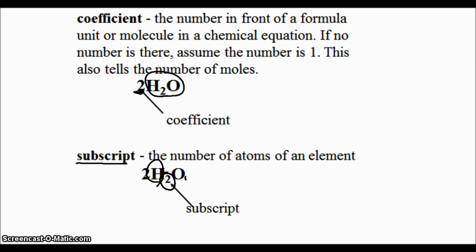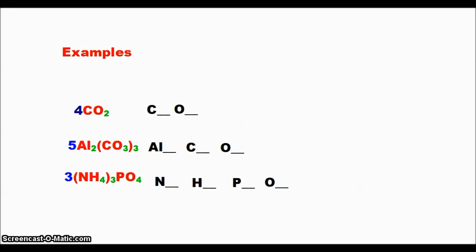Okay, so let's see if we can use these new numbers, especially the coefficient, to be able to identify how many of each particular atom I have. So I have a couple of examples set up for you. If you take a moment and write all these examples down, we're going to go ahead and calculate how many carbon atoms or oxygen atoms of each element that we have in each one of these formulas. Okay, so let's look at this first example here.